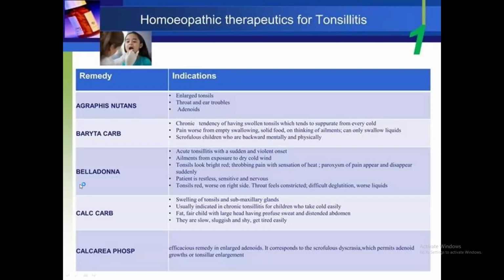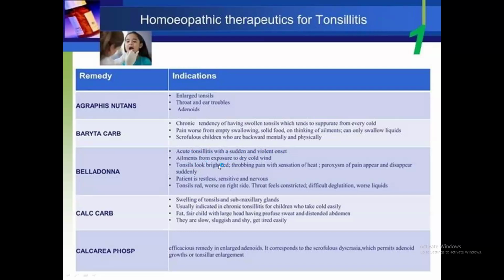Then the third important remedy is Belladonna. In this, there is acute tonsillitis with sudden and violent onset. Belladonna is always used in the acute phase of adenoids when the pace of disease is very fast or when the attack is sudden in onset. So it is always used in acute tonsillitis with sudden and violent onset, from exposure to dry cold wind.